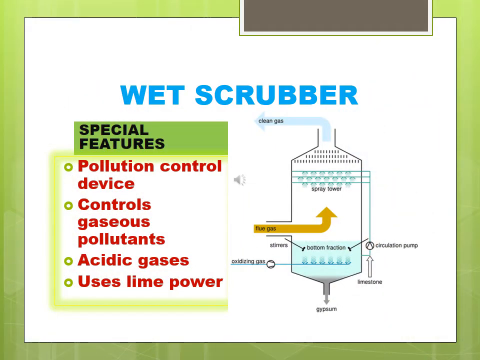So, special features of wet scrubber are: they are effective air pollution control devices. They control gaseous pollutants, especially acidic gases, using the power of lime. They also remove suspended particulate matter and are capable of handling high temperature and moisture.